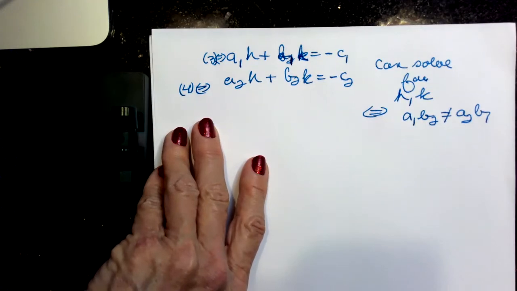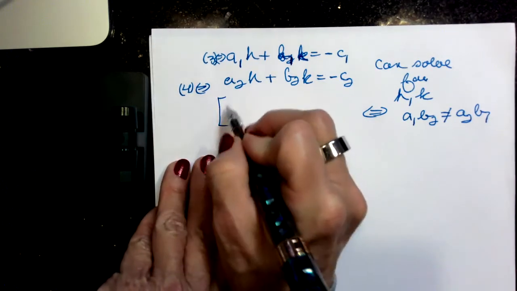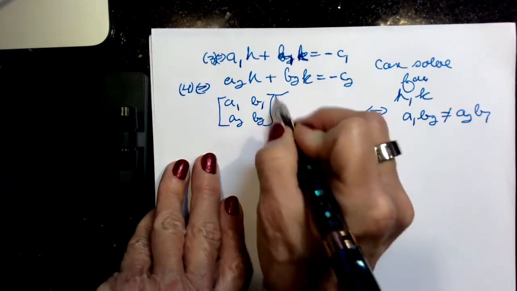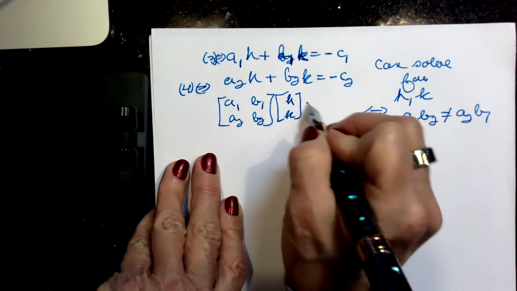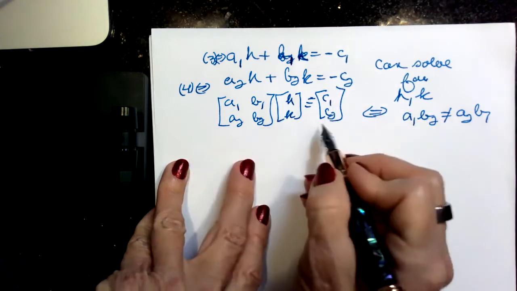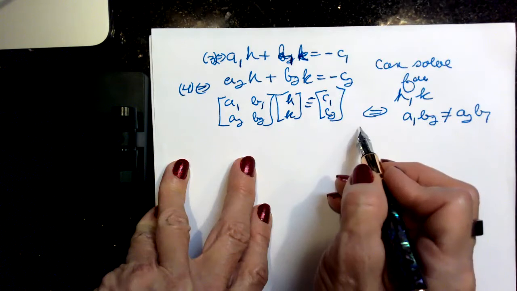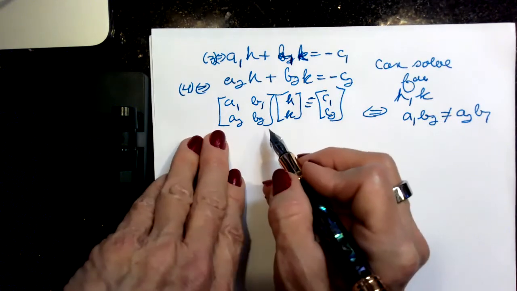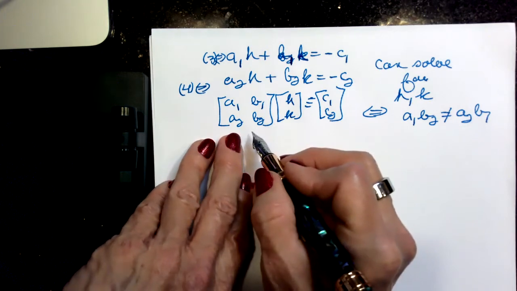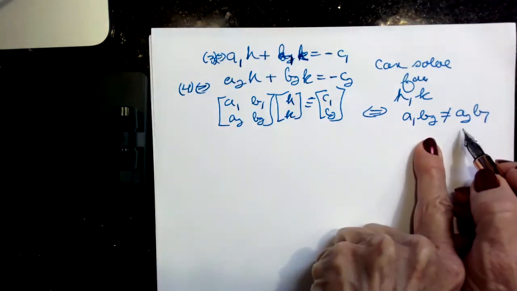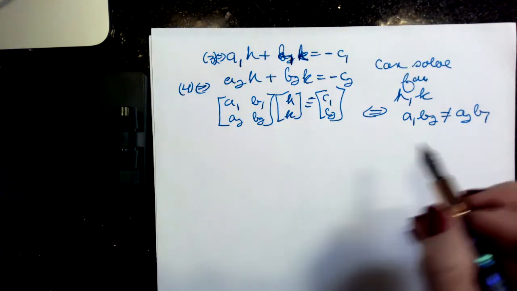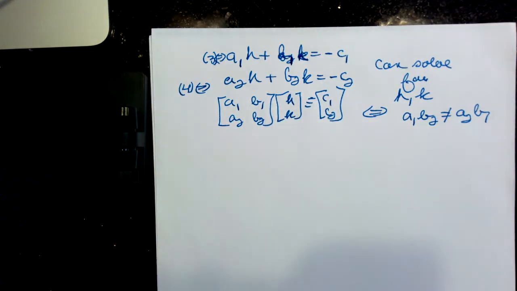Okay, I'm not going to go into the linear algebra. If you've had it before, you write it as the matrix system A1, B1, A2, B2 times HK is equal to minus C1, C2. So you think of it, this is A times your unknown matrix equals a given constant matrix. When can you solve that? When A is invertible. When is A invertible? When the determinant of this matrix is non-zero. That's exactly that statement.